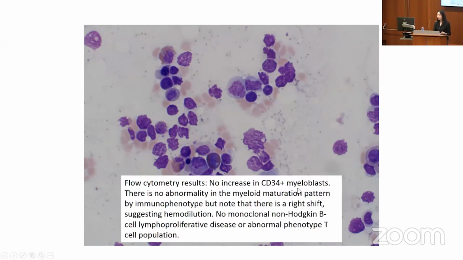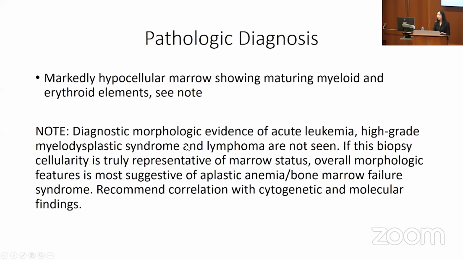The flow shows no increase in myeloblasts, but the flow also says this doesn't have the usual myeloid maturation pattern, and it's likely hemodilute. So the final diagnosis here would be a markedly hypocellular marrow showing maturing myeloid and erythroid elements. Pertinent negatives are always mentioned: no acute leukemia, no high-grade myelodysplastic syndrome, no lymphoma. And a note that if this is truly representative of marrow status, and there are many reasons why it might not be, then this would be most suggestive of aplastic anemia or bone marrow failure syndrome, with correlation suggested. The correlation comes out about 2 weeks later.